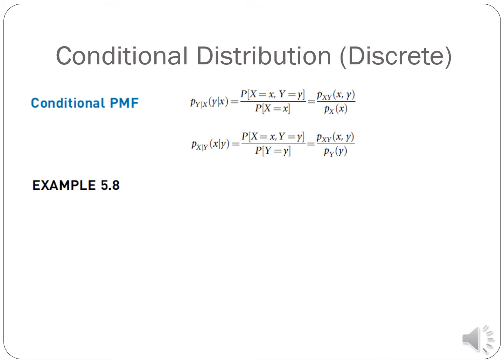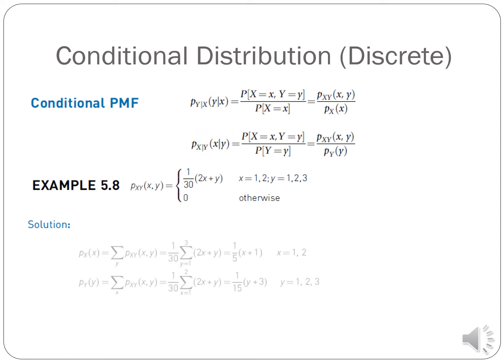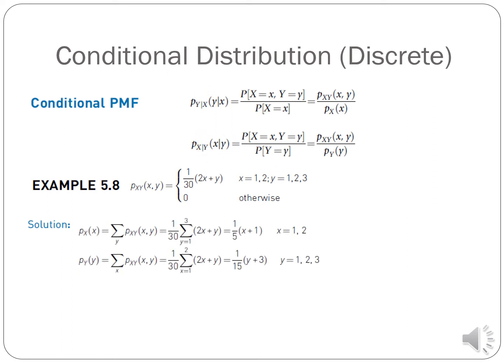Let's see an example, 5.8. We have seen this already. Pxy is given, the joint PMF. Here we can see only 2 values of x and 3 values of y. So at first we will find the marginal PMF Px and Py, and only then we can find the conditional PMFs. So let's find out the marginal PMF.